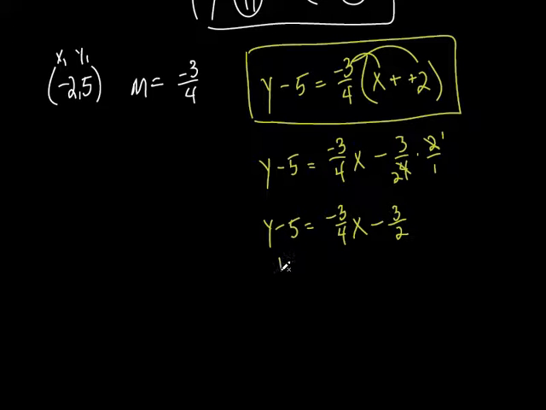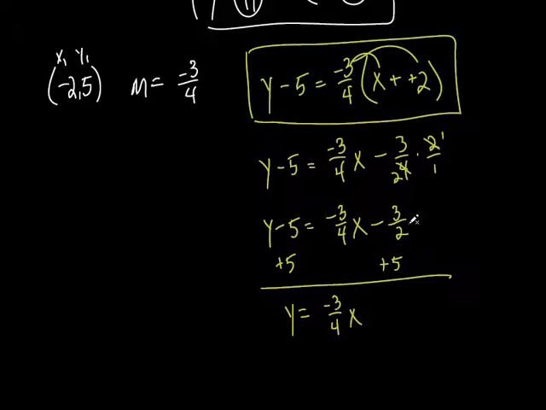3/4 times 2 is just 3/2. Now what do I do? Add a 5 to both sides. So y equals negative 3/4 x. Now we have to do a little bit of arithmetic here. Find a common denominator. So that stays negative 3. This is 5 over 1, so 1 times 2, 5 times 2 is 10. What's negative 3 plus 10?